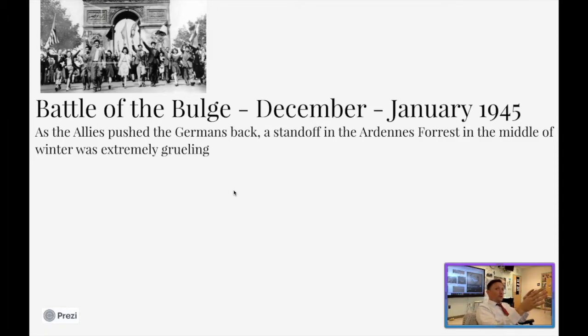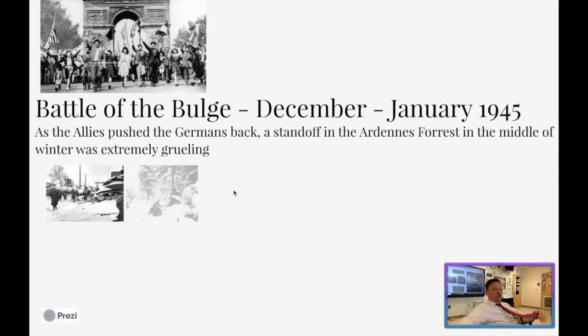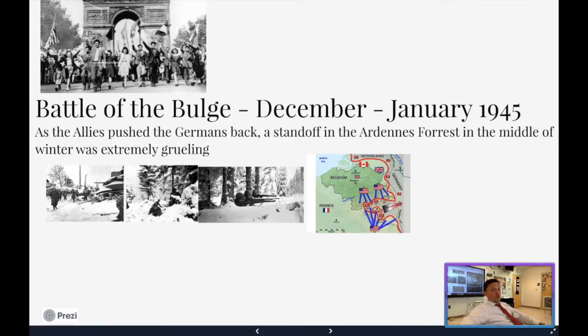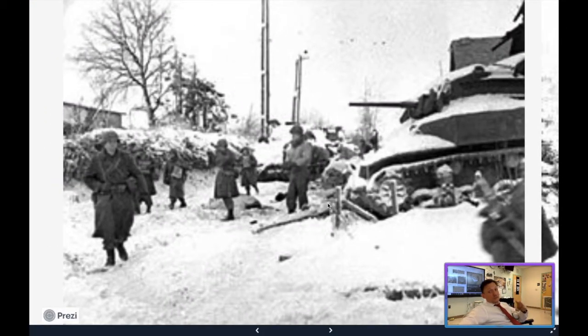Now, the Ardennes Forest is a part of what used to be called the Rhineland. You remember the whole thing when Hitler wasn't supposed to remilitarize the Rhineland, and he did it anyway. So the Allies pushed the Germans back, and a standoff in the Ardennes Forest in the middle of winter happens. And it was an extremely grueling battle known as the Battle of the Bulge, right? The reason why it was called the Battle of the Bulge we'll get to in a second, but these are the conditions that the Allies were fighting in, and they were heavily under-equipped, right?